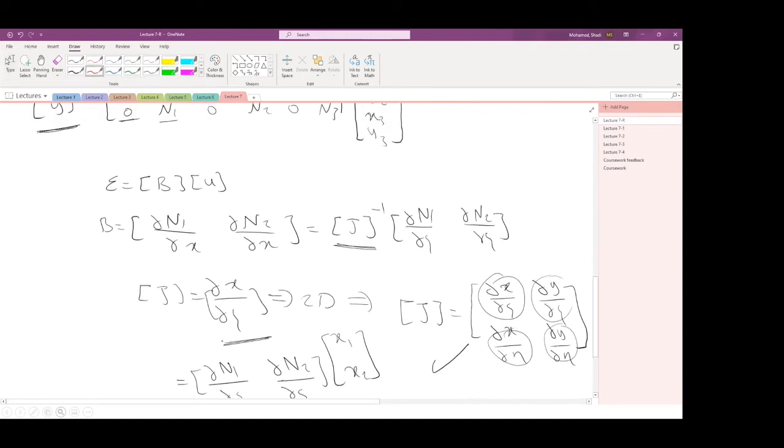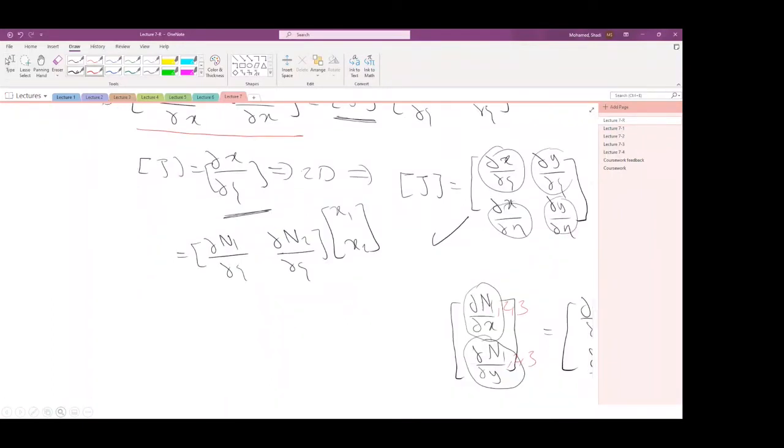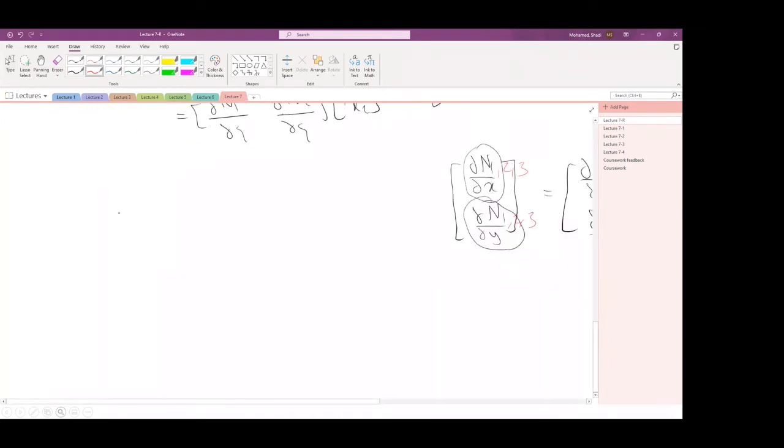which is slightly more nasty than this. Now, this is what you had in the B matrix in the past, n1 with respect to x, n2 with respect to x, because you only had u with respect to x. Now you have it with respect to x and y, so I'm just going to rewrite that, which is the full size of the nasty thing.